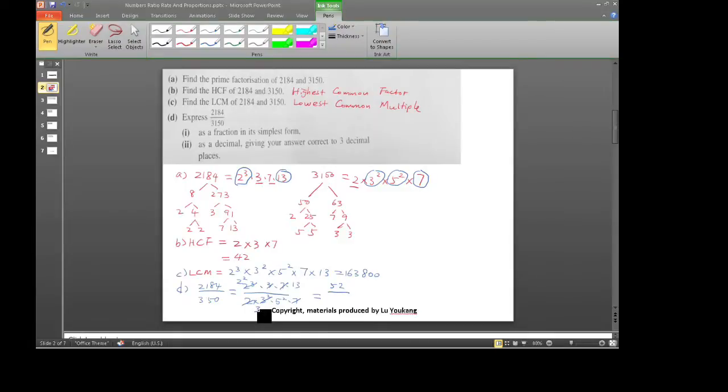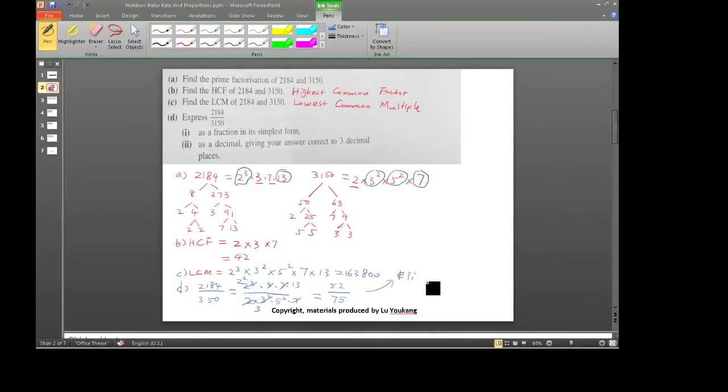Therefore, to sum it up, the top equals 52, and at the bottom you will get 75. Therefore, 52 over 75 is the simplest form for this fraction.